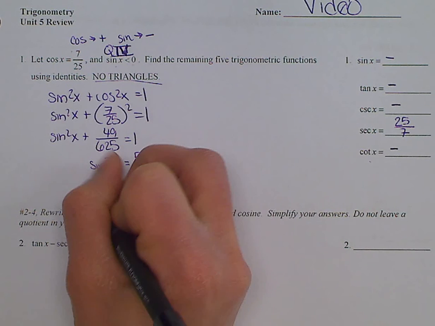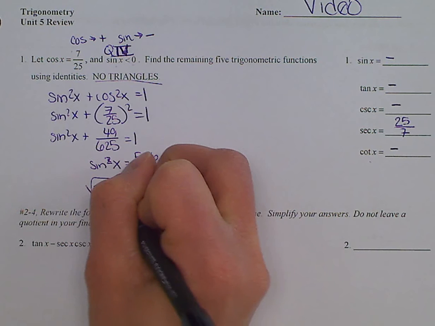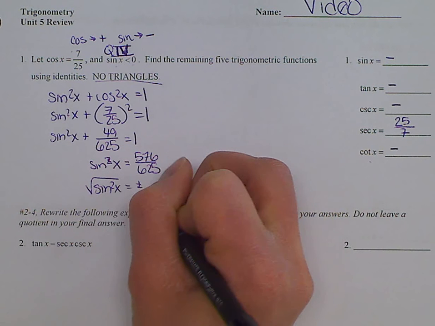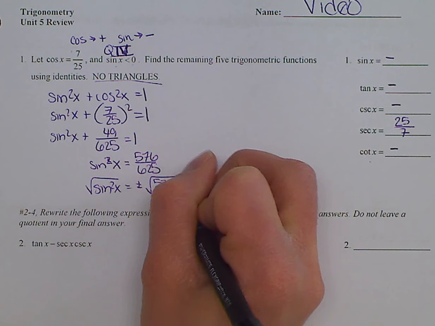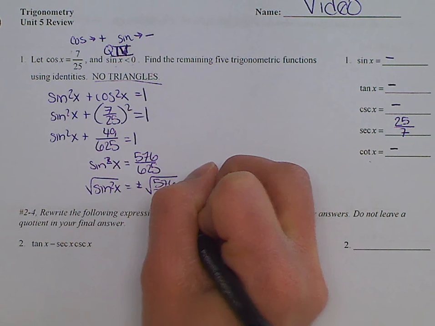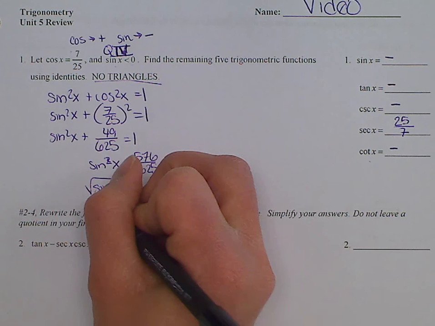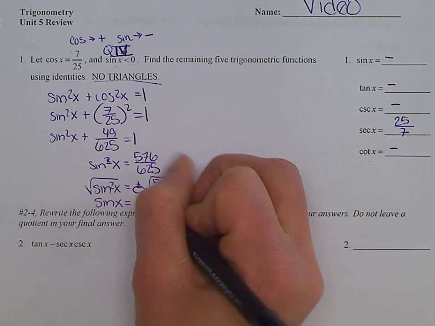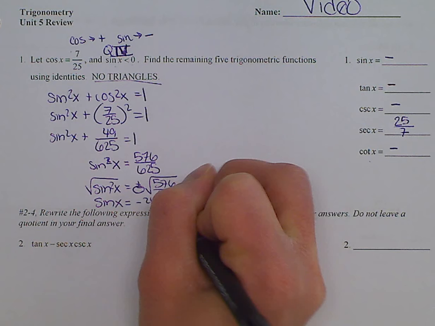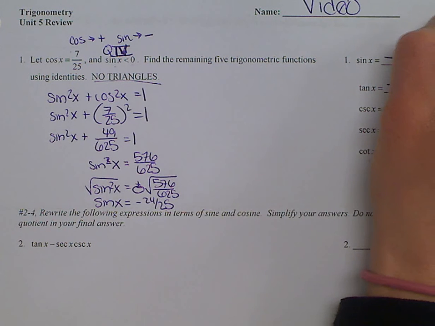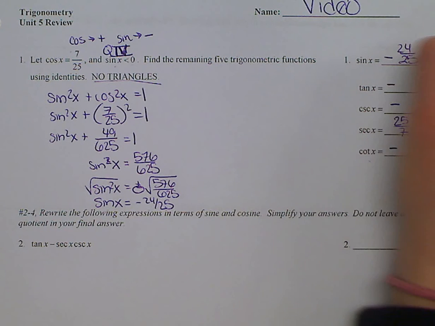Then we take the square root. Now we're taking the square root of a variable, so it would technically be plus or minus. But we know that we are in quadrant 4, therefore the sign is negative. So we get that the sine of x is negative 24 over 25. Take the reciprocal, and we get 25 over 24.